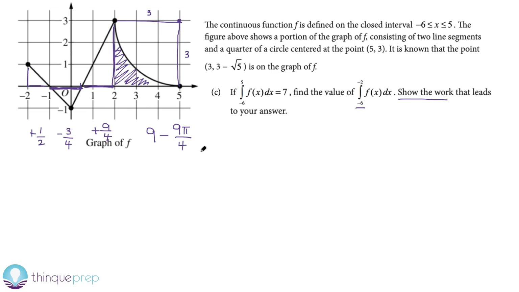So if we add up all these things, we can write that the integral from -2 to 5 of f of x dx is just equal to all of these things added up. Well, a half minus 3/4 is -1/4. -1/4 plus 9/4 is actually equal to 2. 2 plus 9 minus 9 pi over 4, the whole thing should add up to an area of 11 minus 9 pi over 4. So that's the first step in the equation.